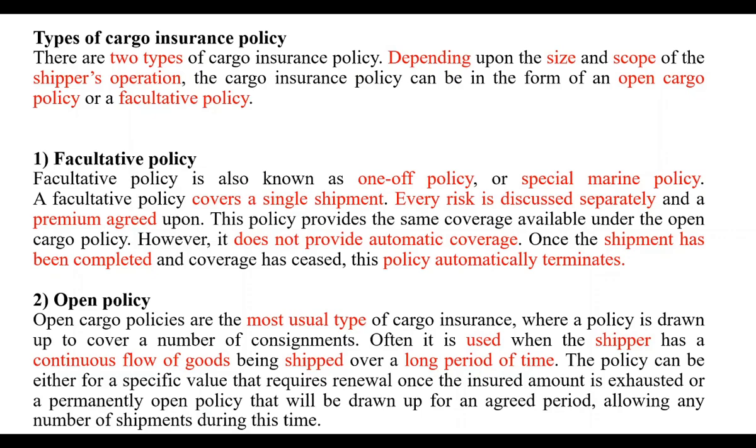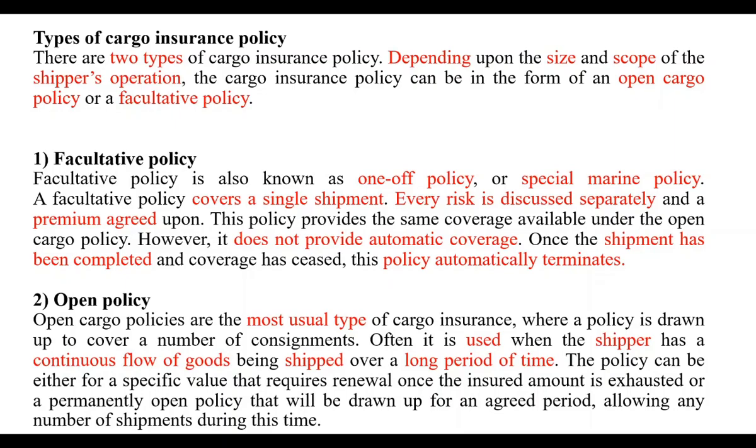A facultative policy is known as a one-off or special marine policy which covers only single shipments, and that's all. Every risk is discussed separately and a premium agreed upon. This policy provides the same coverage available under an open policy. However, it does not provide automatic coverage because it covers a single shipment. If there's another shipment, it's not automatic; you need to start all over again. Once the shipment has been completed, the coverage also ceases and the policy automatically terminates.